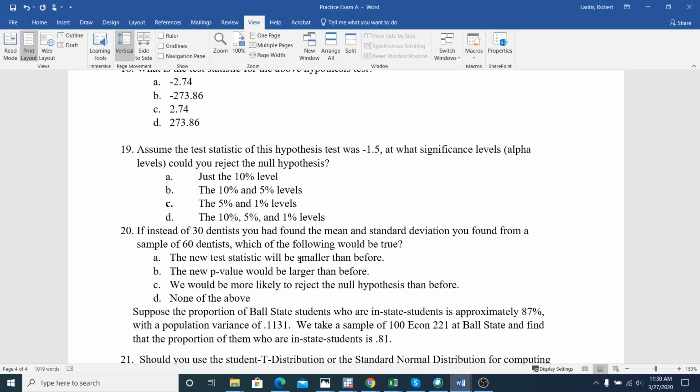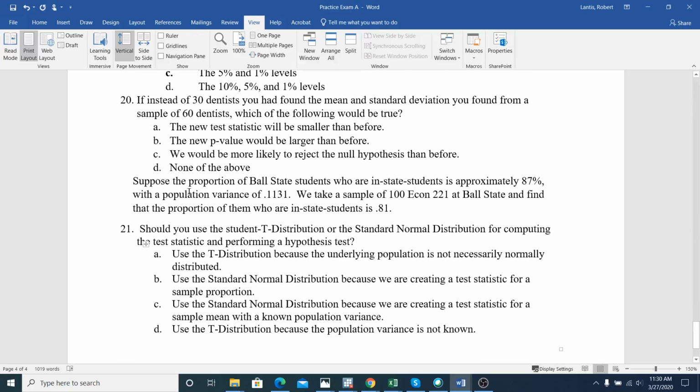Okay, all right, we got one more to work through, and we'll wrap things up here. So I suppose that I've got Ball State students who are in state, approximately 87%, and the variance of blah, blah, blah.